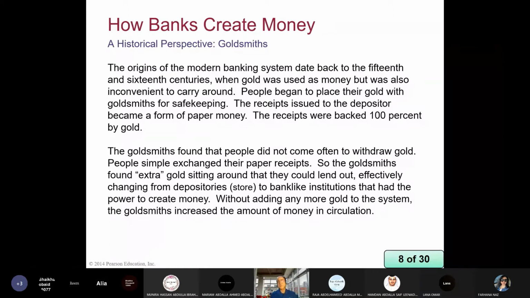Okay. So goldsmith is the designer of jewelry, and we can use it as the owner of a jewelry shop. So this is goldsmiths.